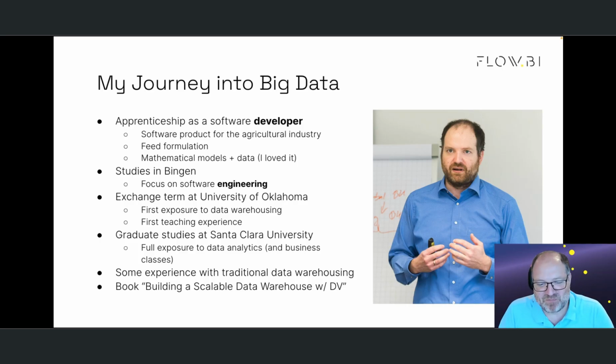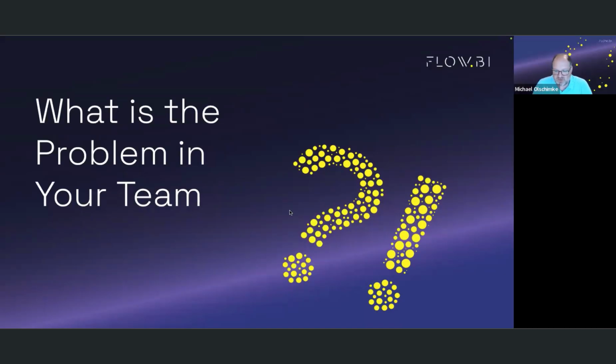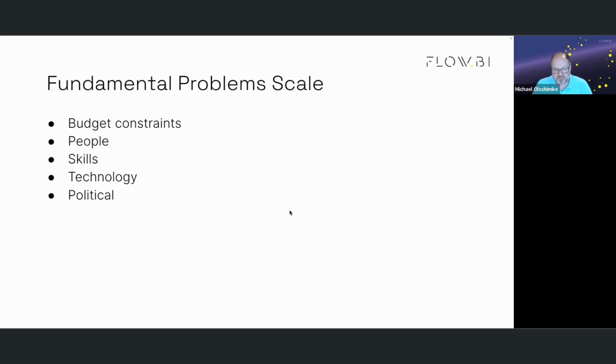Now, what's the problem here? Because it all looks bright, right? It all looks cool. But what's the problem? The thing is this: the problem scales. So we can really talk about the problems inside your team. What are the issues essentially in your project, and then scale it up. That's the basic idea.